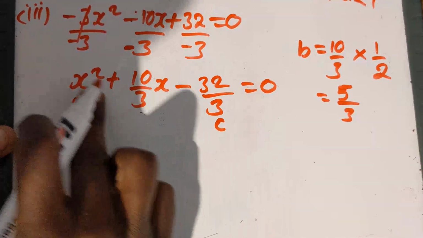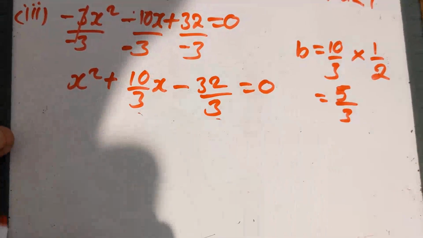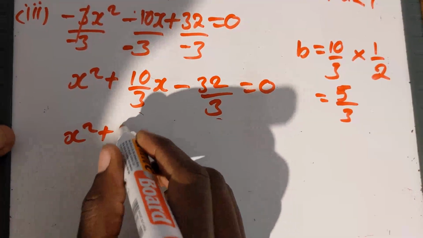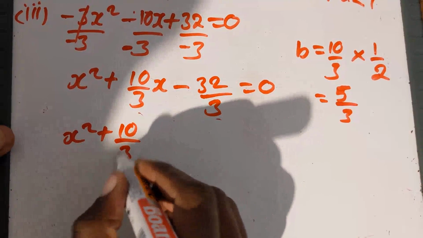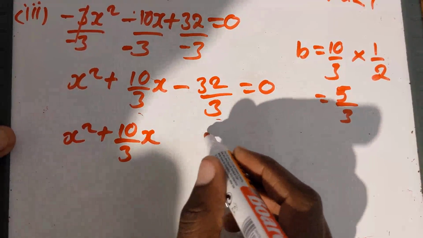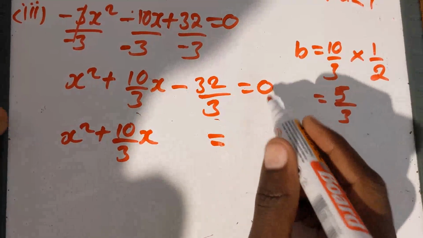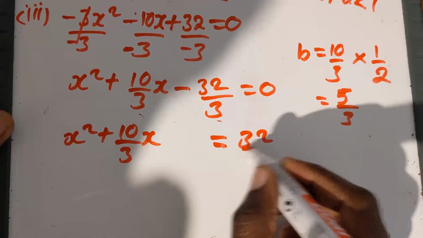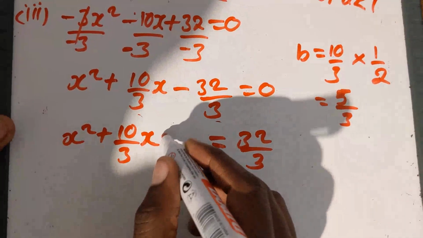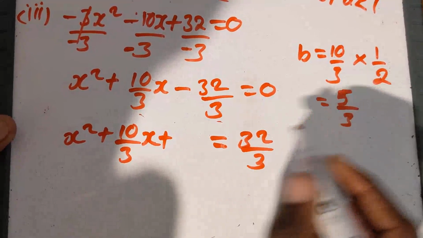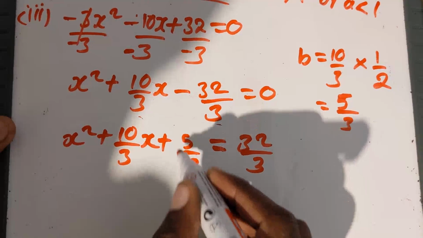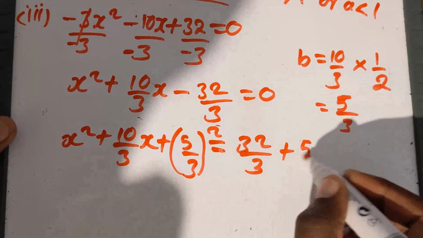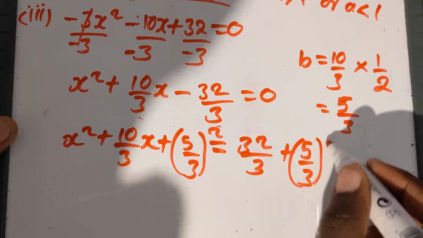Okay, so let's solve together. You copy these two, so that is x squared plus 10 over 3x, then you leave the space, equal sign, then this becomes positive when it comes this side, that's going to be 32 over 3. So you add half of b, which is 5 over 3, but square it. Whatever you do this side, do it the other side. So that's going to be 5 over 3 squared.